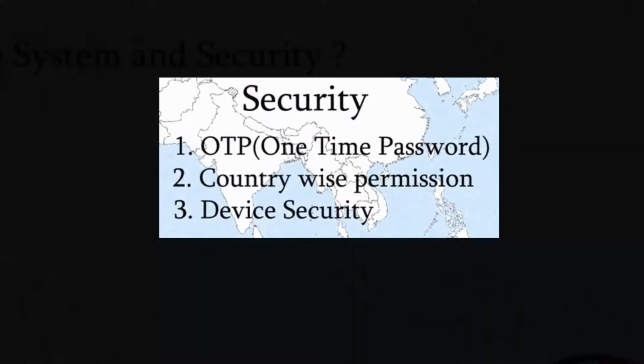Now we will see how we can set security in Airtel billing. Airtel gives a 3-step security facility. First OTP, second country-wise permission allow and third device security. We will know these security terms step by step.